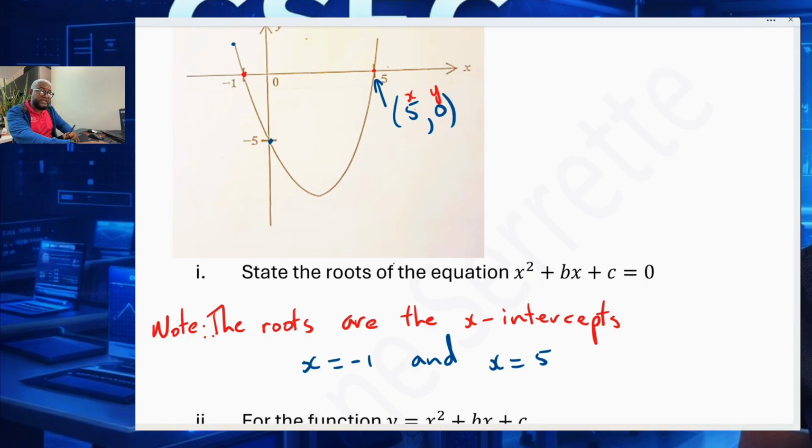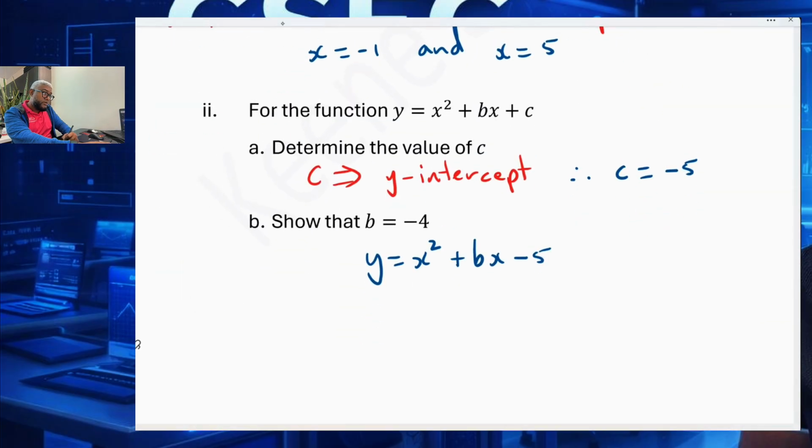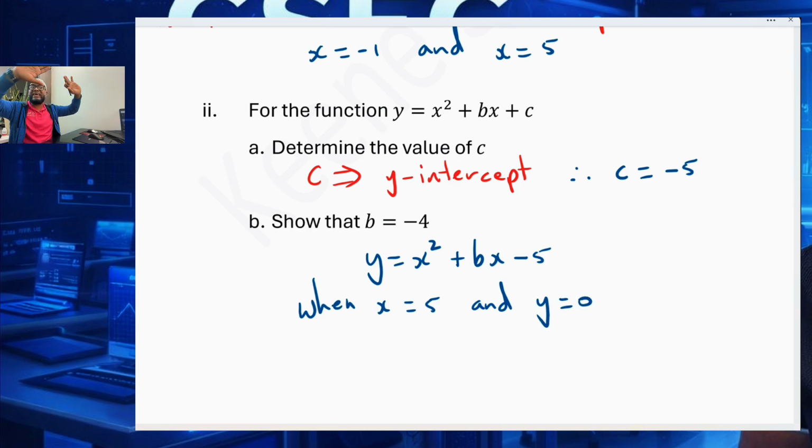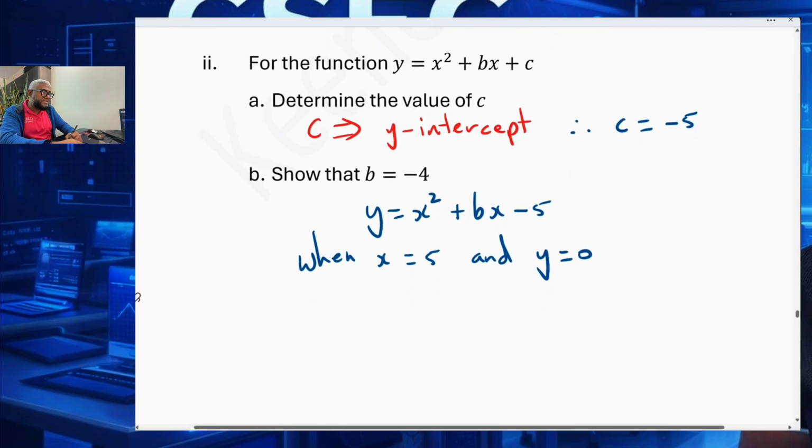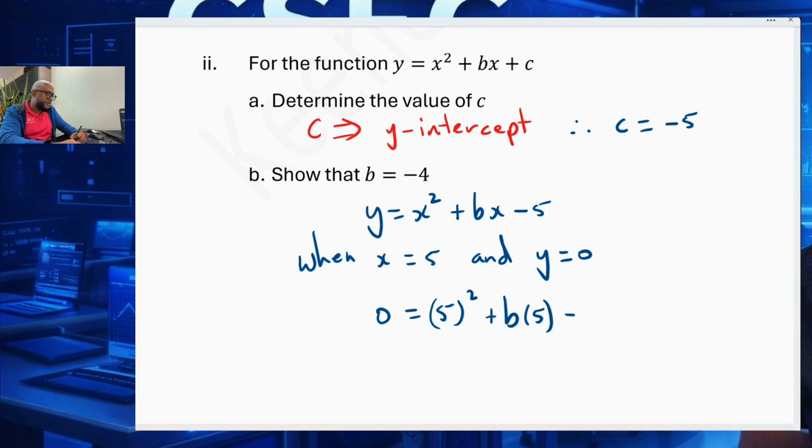So I can proceed to say when x is equal to 5 and y is equal to 0, which is a clear coordinate. Now you could have used negative 1 comma 0. You could have used 0 comma negative 5, and you would get the same thing. All right? So let me work. We plug in. So y is 0. So what am I replacing y with? 0 is equal to, what am I replacing x with? 5. So it'll be 5 squared plus b by 5 minus 5, right?